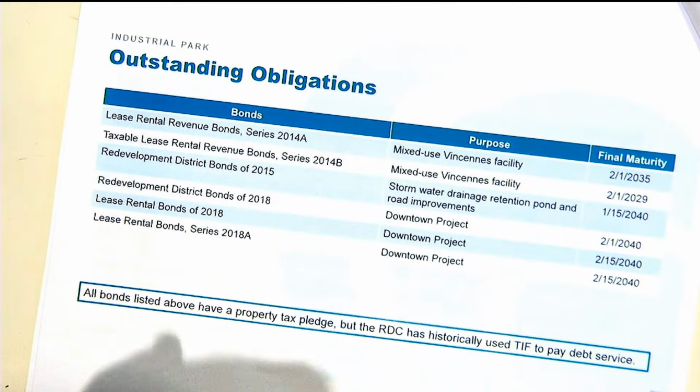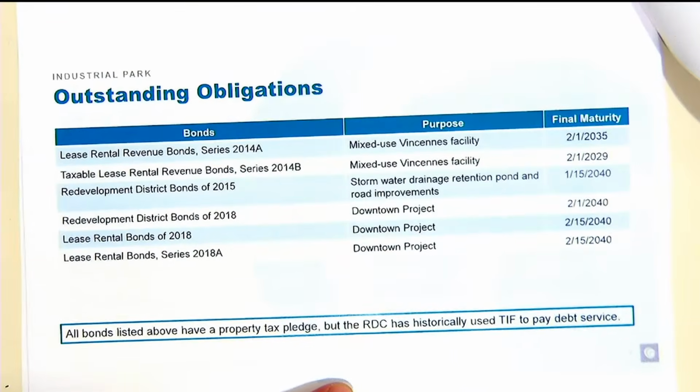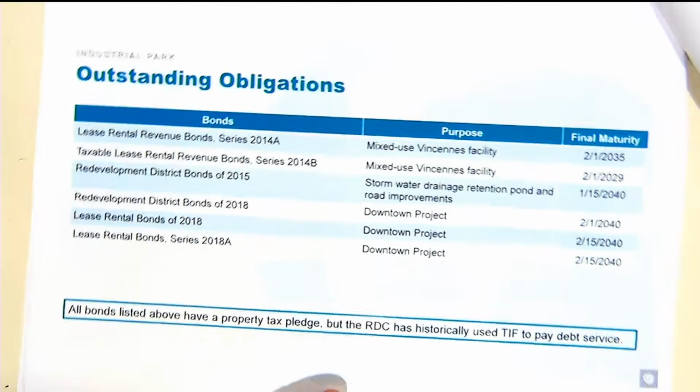Your industrial park allocation area has currently 6 outstanding bonds. Each of these bonds use TIF revenues.